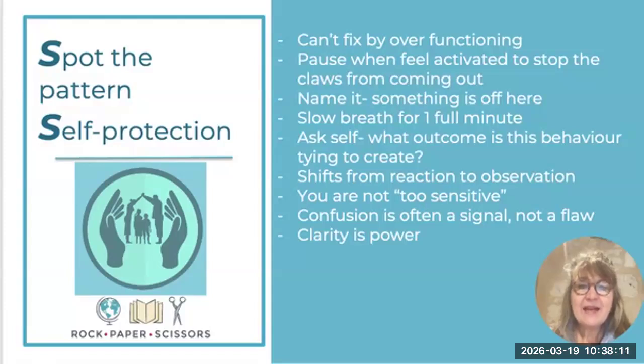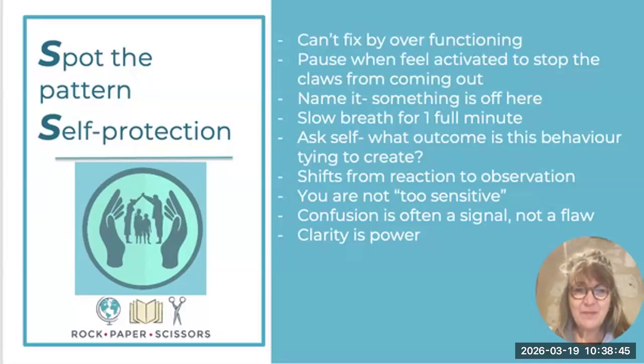Ask yourself, what outcome is this behavior looking for? What is the outcome that behavior is trying to create? Try to shift from reaction to observation. You are not too sensitive. Also, being confused is a signal, right? If you're working on this team and you're like, "Whoa, I can't even find up and down, things are so confusing," that's a signal that something's off. And getting clarity is power.